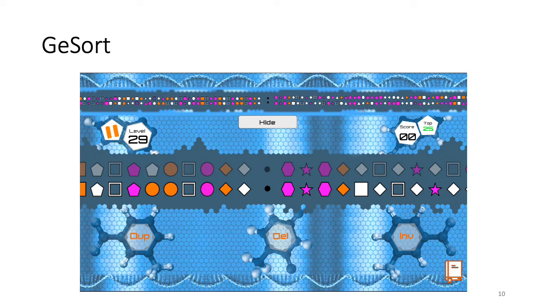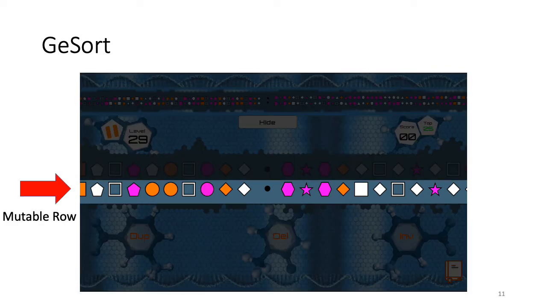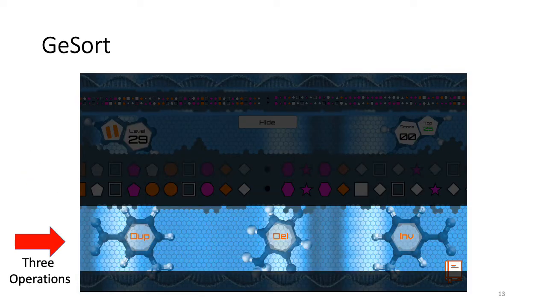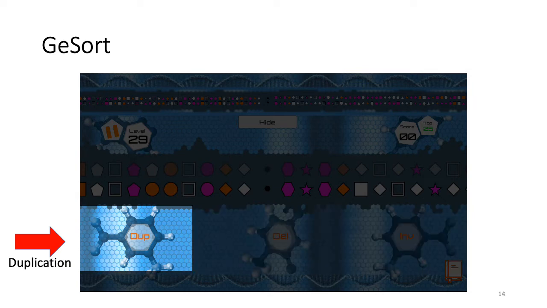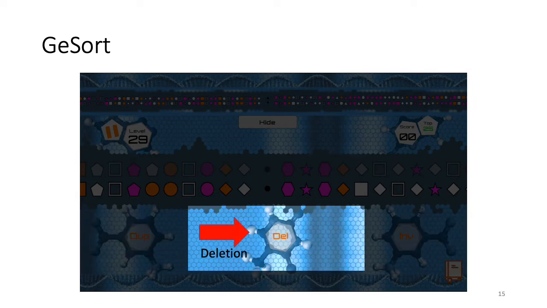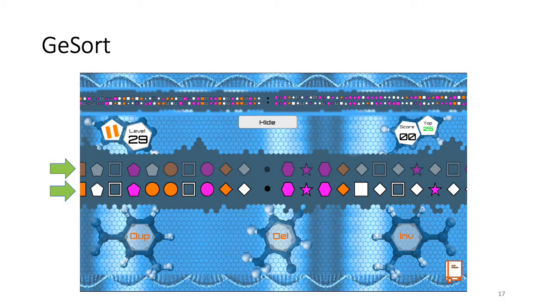G-Sort is a puzzle matching game, in which we have two rows of colored shapes, and the goal is to transform the mutable row into the target row through three different operations: duplications, deletions, and inversions. Each row represents a genome, or a gene order, and each colored shape represents one gene. The three operations represent commonly observed evolutionary events that can transform a genome through evolution. We know that the human brain is very good at recognizing patterns, so G-Sort's goal is to compare the sequence of moves used by players to solve the puzzle.